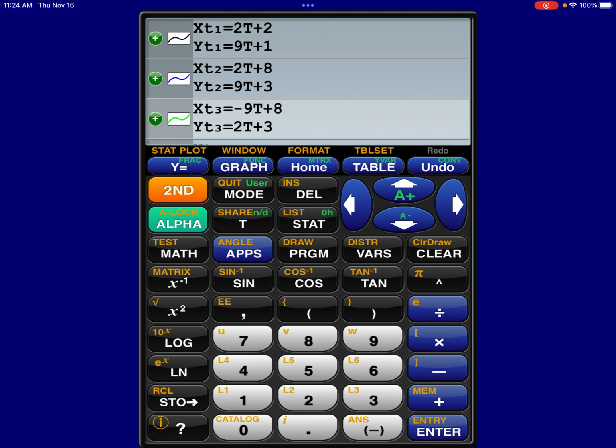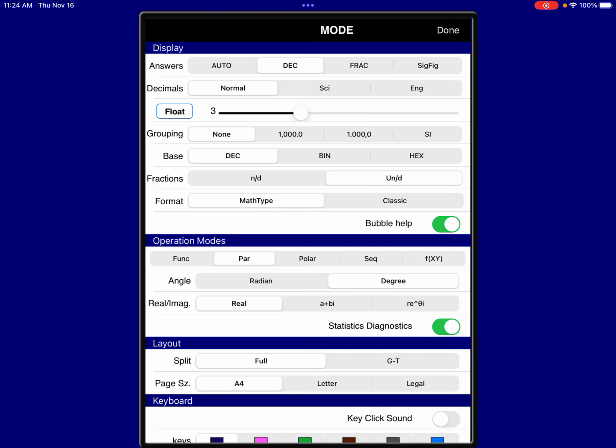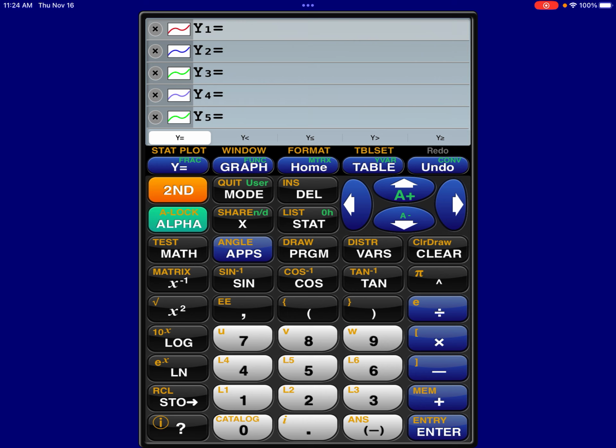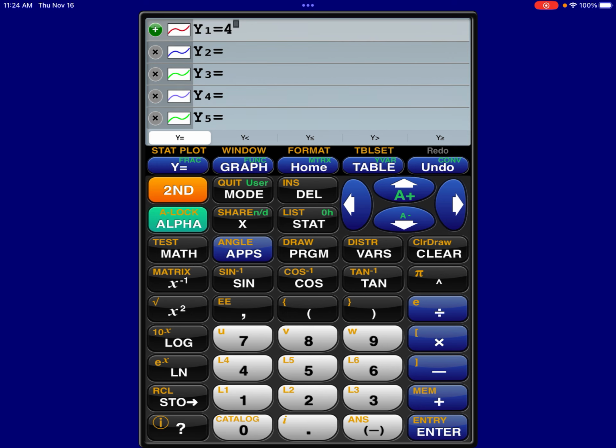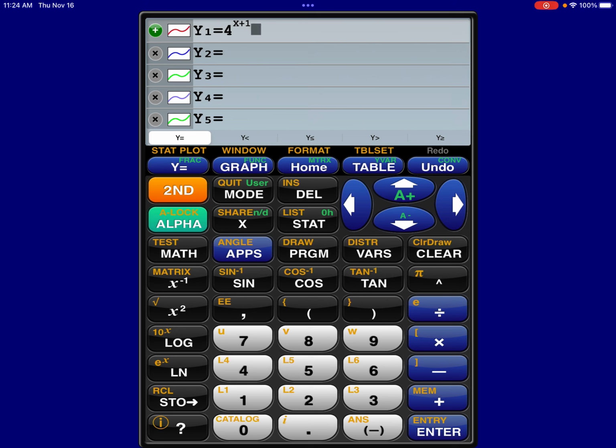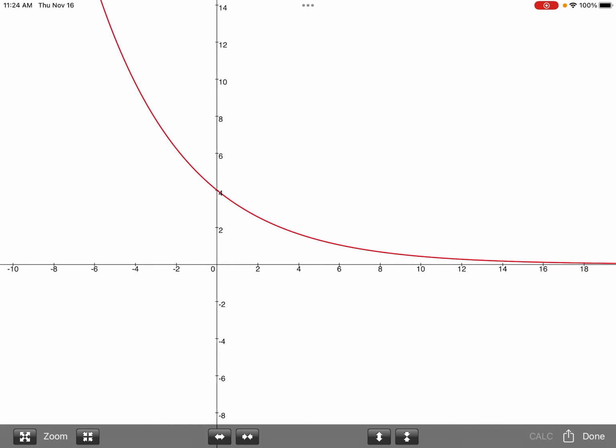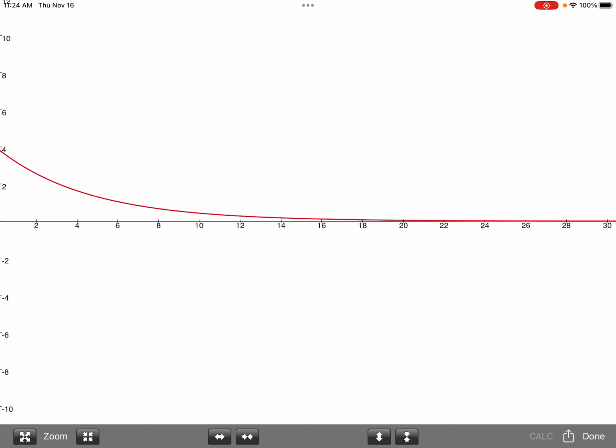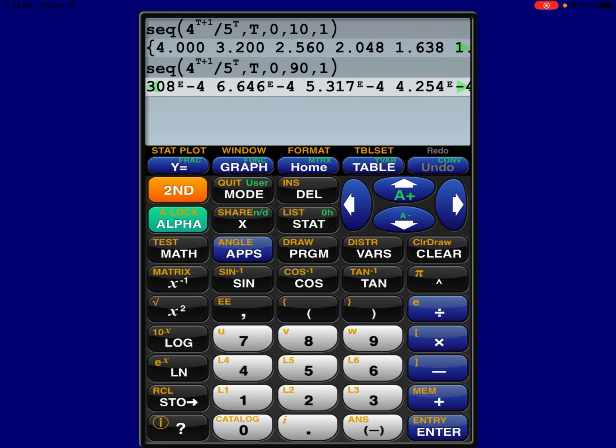You could also, okay, I'm going to have to change it back to normal mode, back to the function mode. You could also treat it as a function and say it's 4 raised to the x plus 1, divided by 5 raised to the x. And then if you graph that and you follow it out to the right, you'll see that it's becoming 0. All right, then how do we actually do that and show that the answer is going to be 0?